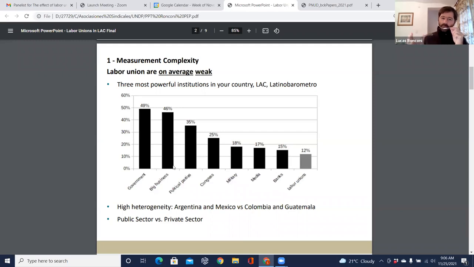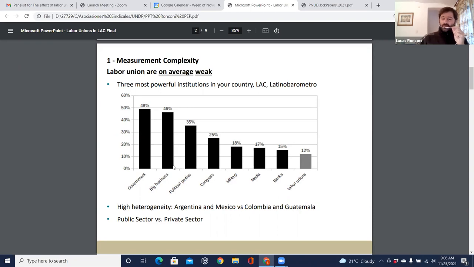So compared with politics, big business, even the military, the media, and the banking sector, labor unions are relatively weak. And I think that is a good summary statistic of the mean power of labor unions in the region. Now, there is quite a lot of heterogeneity, mainly in 2 dimensions. One is across countries, and the other is across sectors.